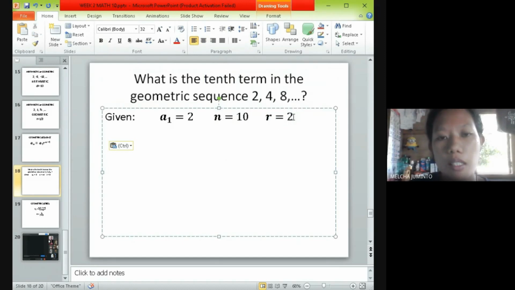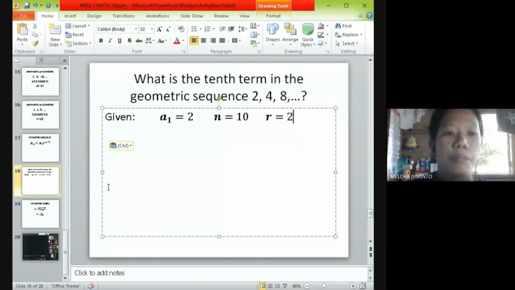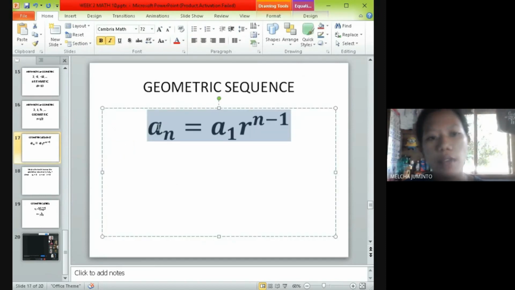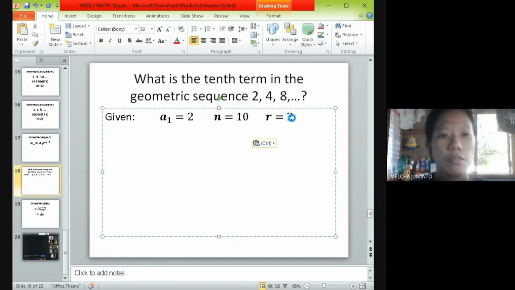2 was derived from identifying the number which is being multiplied from the first term to the second term, and then from the second term to the third term. 2 times 2, 4. 4 times 2, 8. Therefore, the common ratio is 2. And then, since we identified that this is a geometric sequence, we will now use the formula for geometric sequence, which is a of n is equal to a of 1 times r raised to n minus 1. So this is the formula.